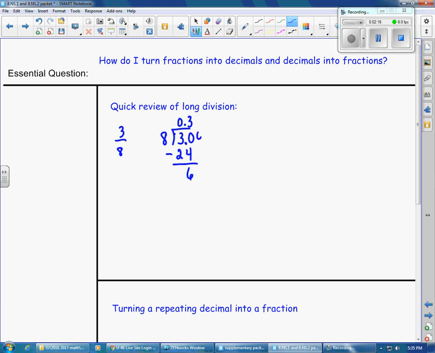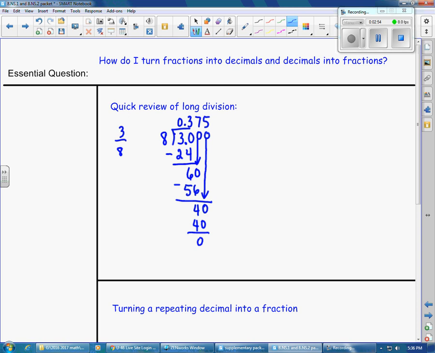So I'm going to add another 0 here, and I can bring that 0 down. And 8 goes into 60. How many times would 8 go into 60? It's going to be 7. 7 times 8 is 56. And again, I'm going to subtract these two. 60 minus 56. Add another 0. Bring it down. 8 goes into 40, 5 times. And there is no remainder. So I know I'm done.